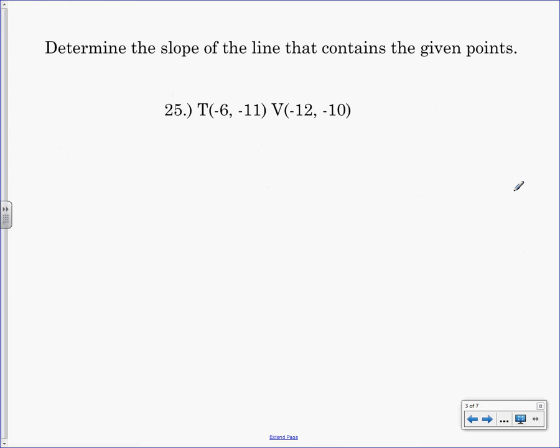Okay. All right, determine the slope of the line. Again, I'm going to make you guys set this one up. Don't solve it. Just set it up. Just substitute in the formula for me. I want to make sure you can do that without me.